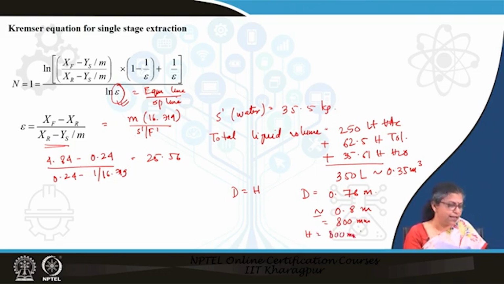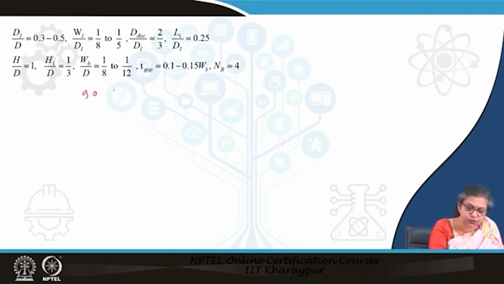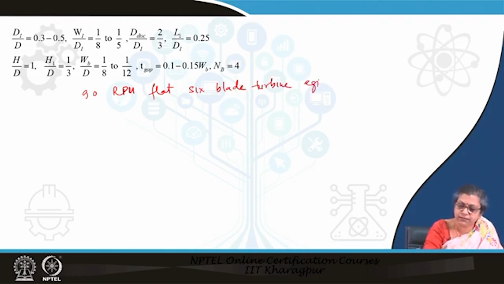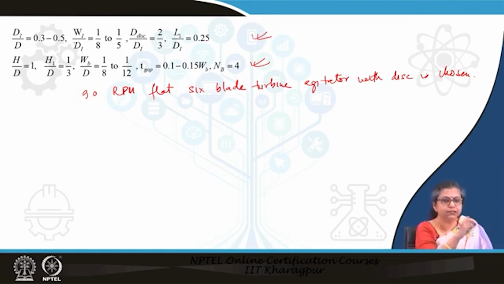Now, once the vessel dimensions are fixed, then we go for designing the impeller. For this particular case, we assume a nice standard 90 RPM flat 6 blade turbine agitator with a disc. For that we have all the data. So, therefore, we select this particular turbine. For this turbine, we have already mentioned all the geometric parameters.